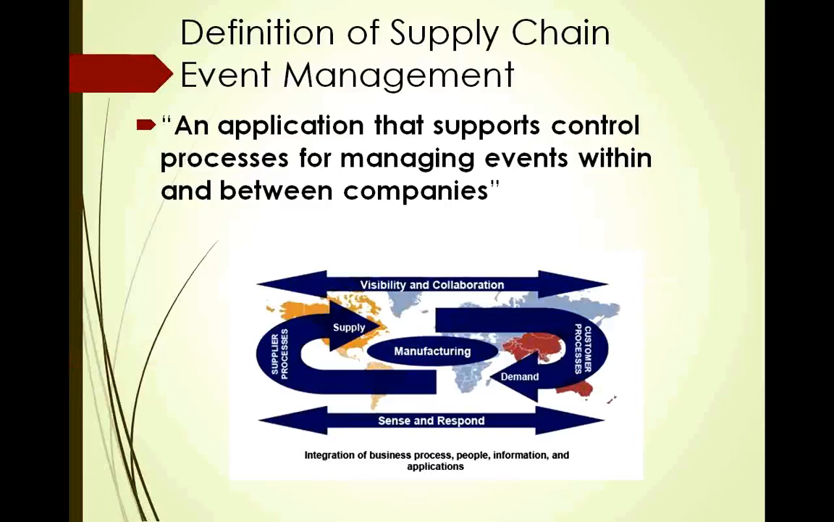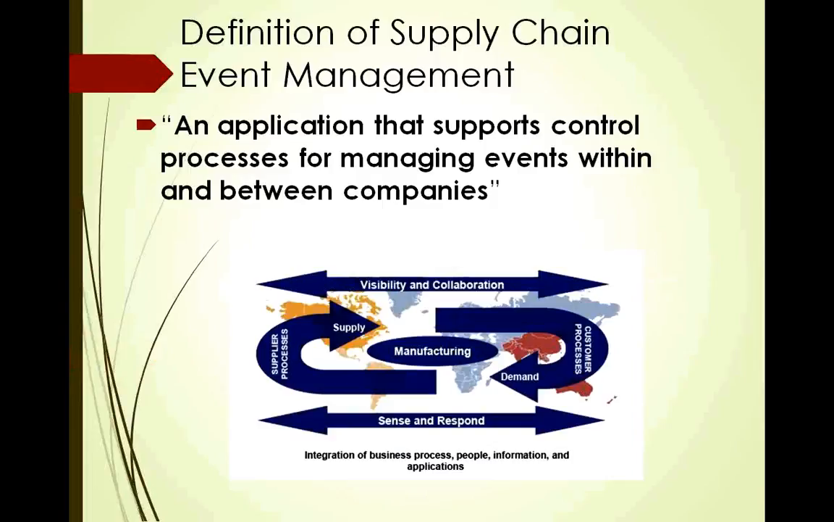So if you see my slide, can you view my screen? Did you see the slide which is open in front of you? Yeah, we can. Yeah. So if you see, the basic definition of supply chain event management is, it's an application that supports control processes for managing events between companies. So, there are three different ways in which event management works.